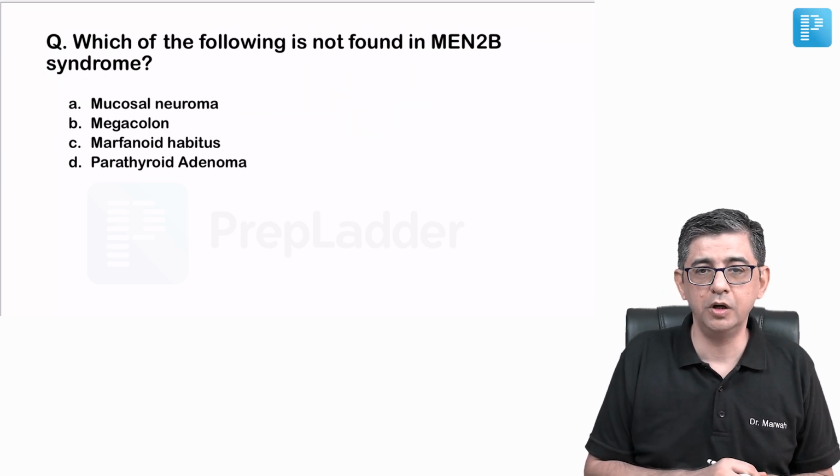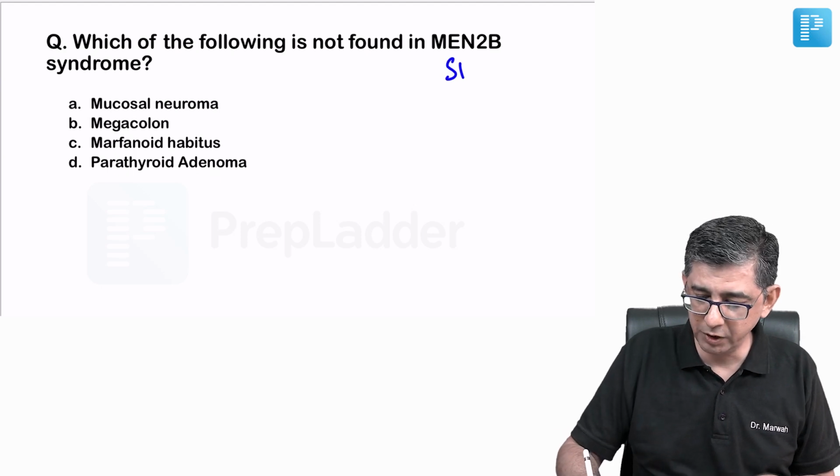Then he said which of the following is not found in MEN 2B syndrome, that would be Sipple syndrome.